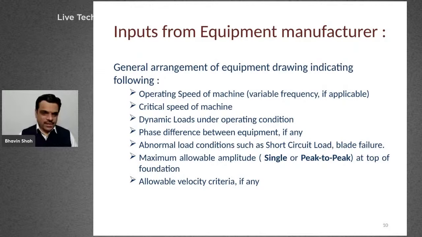Now that is a very important area. I have seen the different ways these amplitudes are given in the equipment manufacturer drawing. So I'll showcase that in the next slide. And also there is sometimes an allowable velocity criterion, which is mentioned in the drawing. Okay, so these are a few of the pieces of information related to the dynamic characteristics of the equipment, which are mentioned in the drawing.